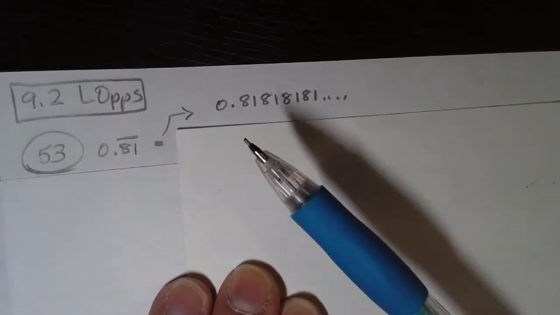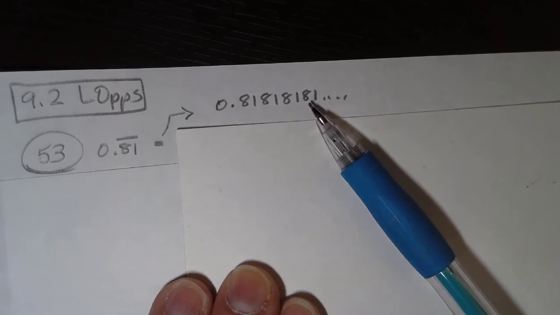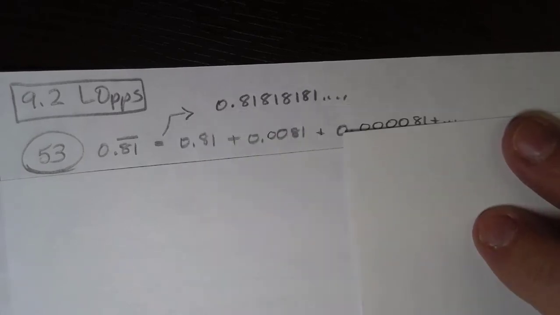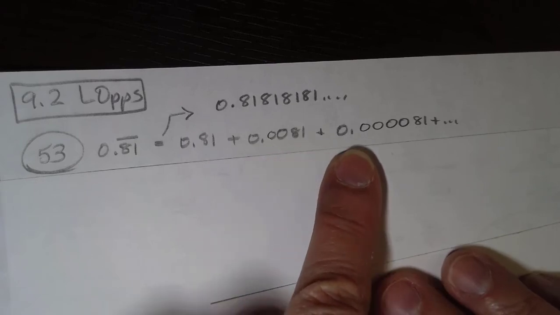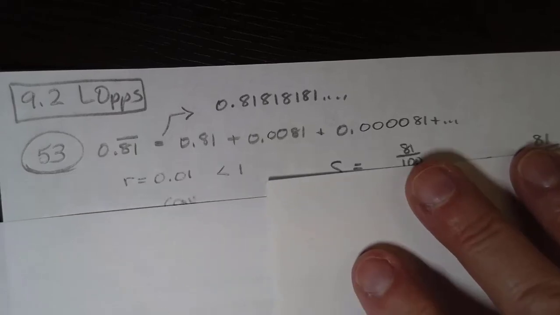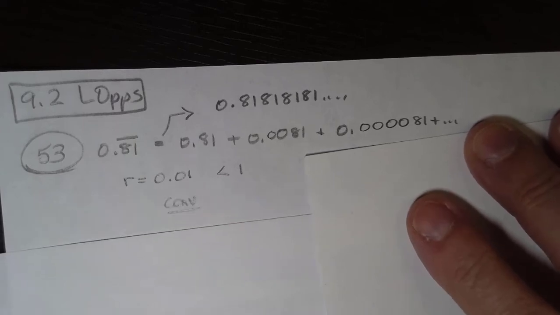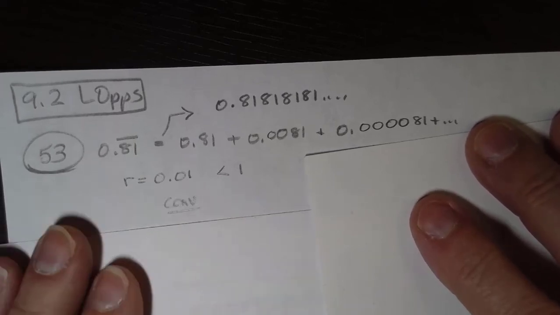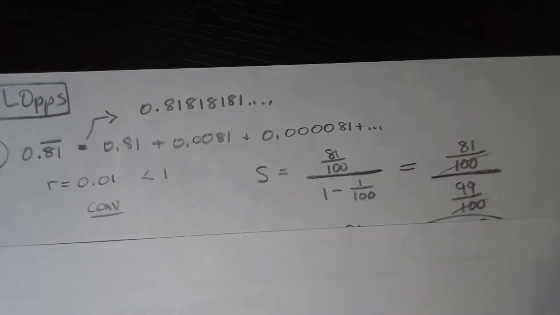53, the problem is 0.81 repeating, which means 0.81818181, and listing that out would give us 0.81 plus 0.0081 plus 0.000081 plus, and so forth. You can see that your common ratio is 0.01, which is 1/100th, which is less than 1, so we know this converges. And again, we can use our sum of an infinite geometric series.